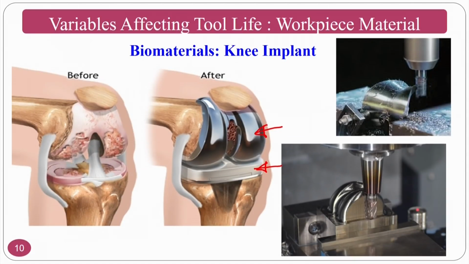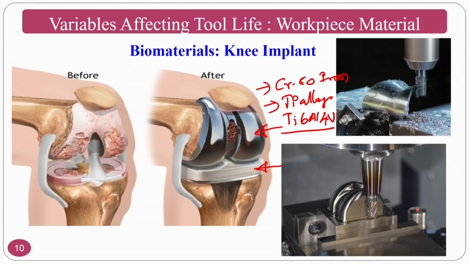What I want to emphasize here is that whenever you are machining biomaterials, there are two varieties of common materials that are used. One is chromium cobalt iron based and the other is titanium alloy based. Ti6Al4V is one of the titanium alloys, but chromium cobalt iron is one of the common materials. So these are the two materials.